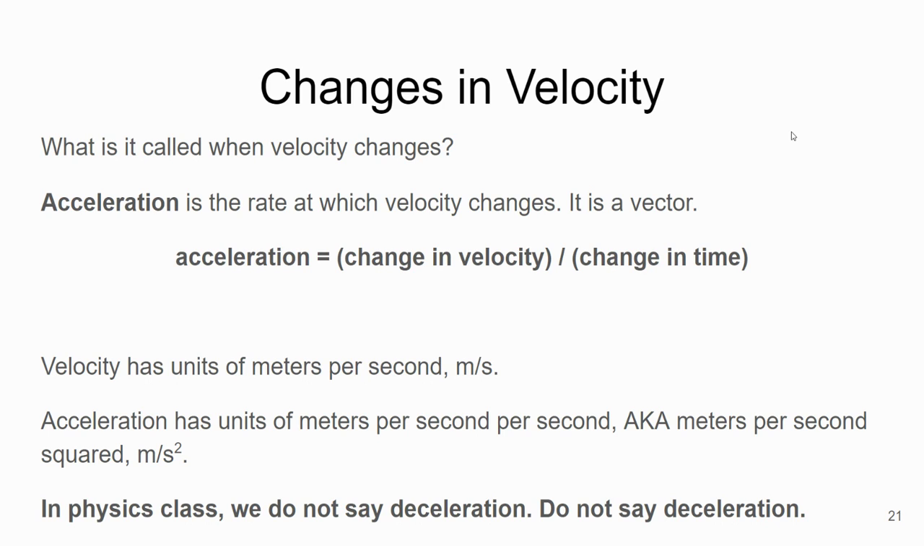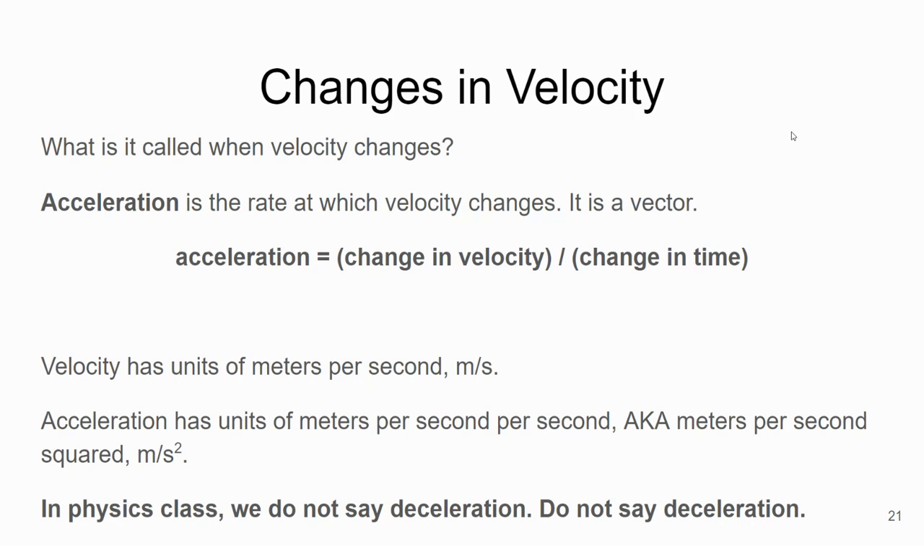So displacement is where you are. Velocity is the rate with respect to time at which your displacement is changing. And acceleration is the rate with respect to time at which your velocity is changing. Or you could also say acceleration is the rate at which your displacement is changing. So that's that. And in physics class, we say acceleration, and we don't say that other word at the bottom.